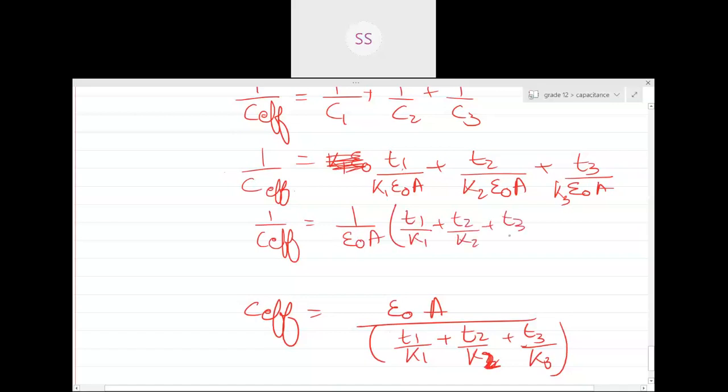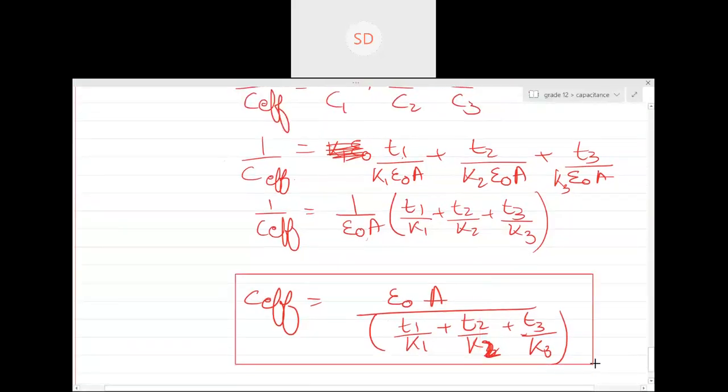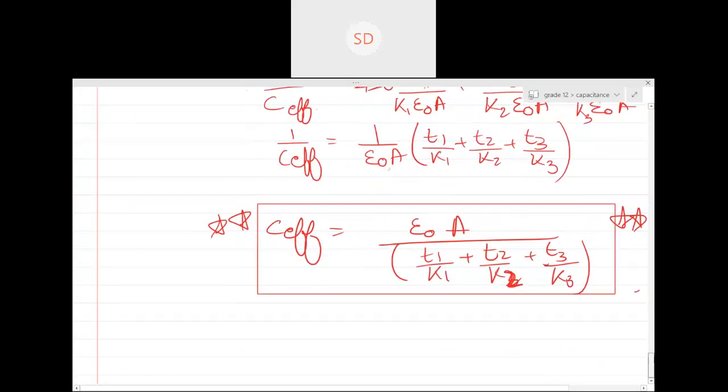Are you getting my point now? And then reciprocate. So this thing will go in the denominator and this thing will come in the numerator. Okay, this is what it will be. Yes or no, guys? So this will be the final result. Will this be the final result? Yes or no? Yes, sir. So write this down. Done. Now similarly there will be one in parallel. So the second one is in parallel.